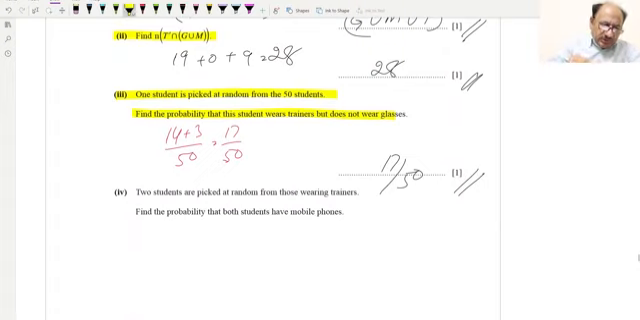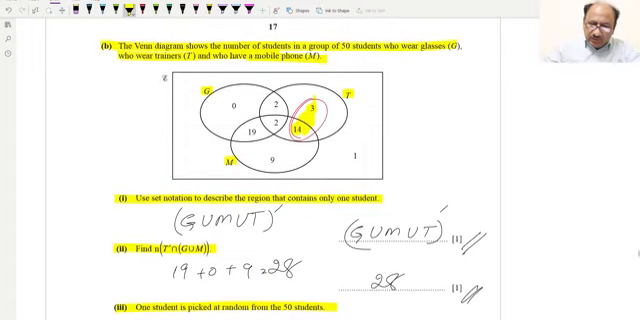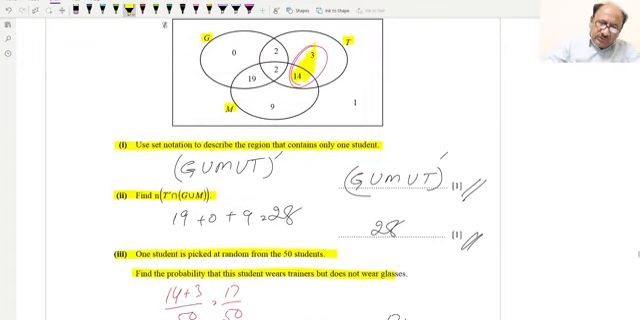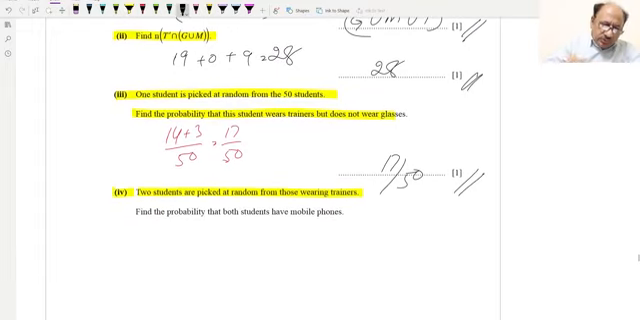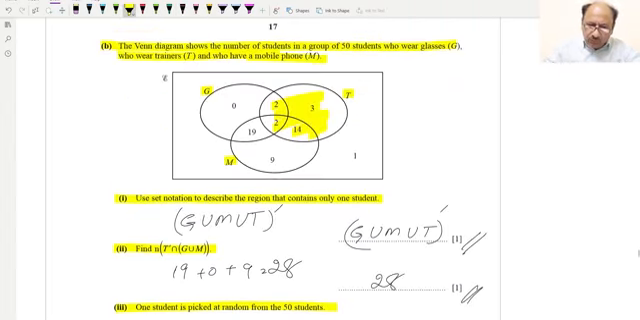Now next, part 4 says two students are picked at random from those wearing trainers. So out of those wearing trainers, trainers are this much. This is trainers. So if we add this, 4 plus 3 will be 7, 7 plus 14 will be 21. So there are 21 in total, and find the probability that both students have a mobile phone.